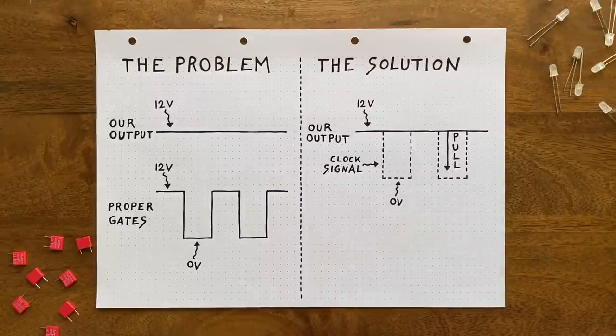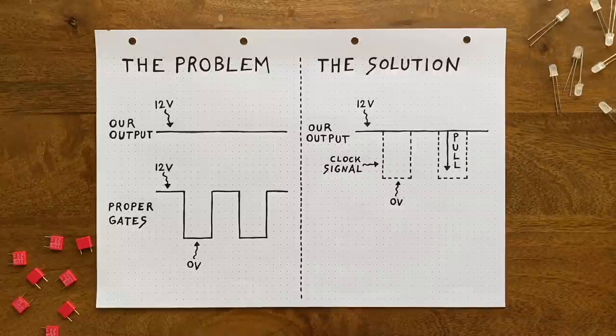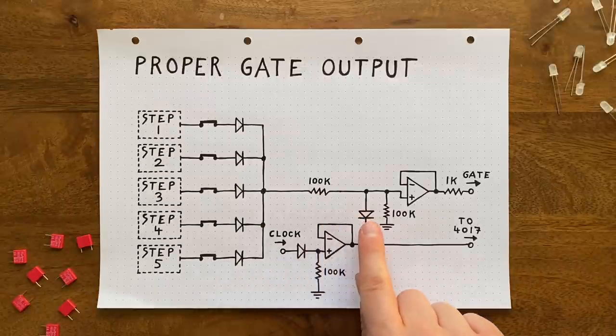So if we were somehow able to pull the output low whenever the clock is low, our problem would be solved. And though this might sound complicated, it's actually quite easy to implement. All we need are three components: an op amp, a 100k resistor, and a diode.